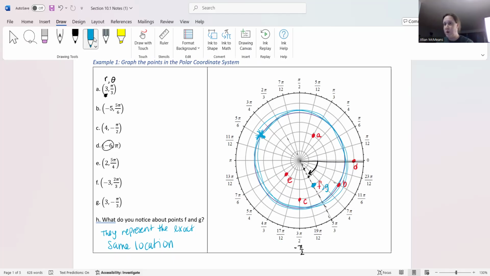Okay, so we will focus on that in our next video. So this example of F and G was just kind of a taste of what we need to understand in our next video. So this video is just about what is the polar coordinate system, when is it useful, and how do you plot points. In the next video, we'll look at that situation where we have multiple coordinates that represent the same spot. Okay, so that's it for this one. We'll look into this a bit deeper in the next video.